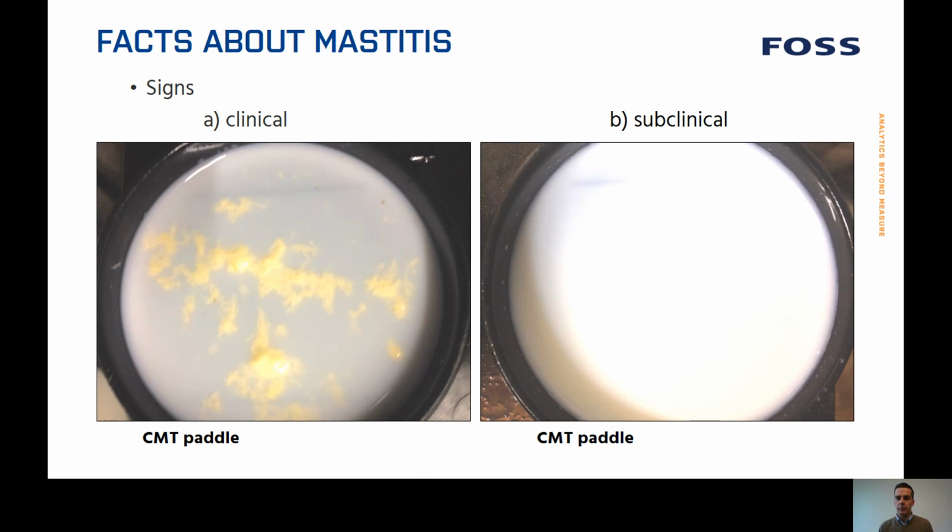And when we talk about subclinical mastitis, the cows are infected, the cows are actually sick. However, there are no changes in the milk, and the milk of subclinically infected cows looks exactly the same as the milk of healthy cows. So it looks completely normal. And this is actually a huge challenge working with mastitis because subclinical mastitis is the most prevalent form of mastitis, and it's very difficult to detect on the farm as such.